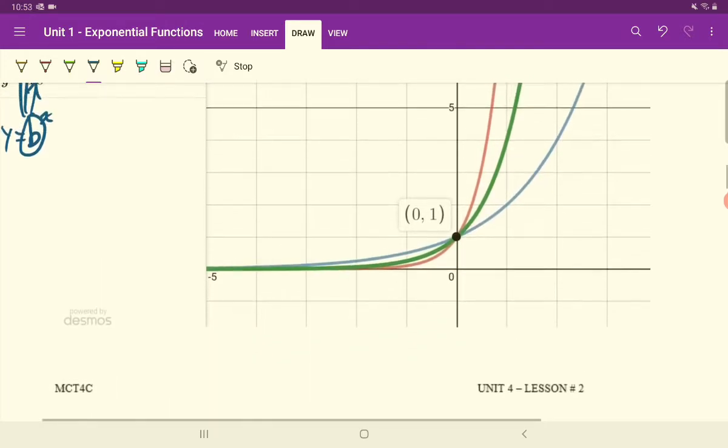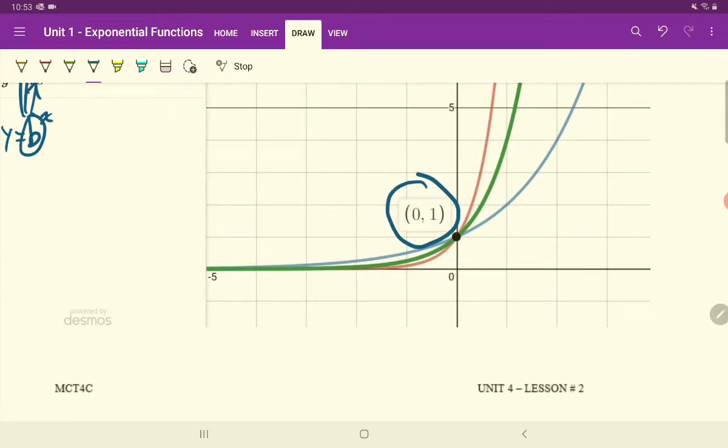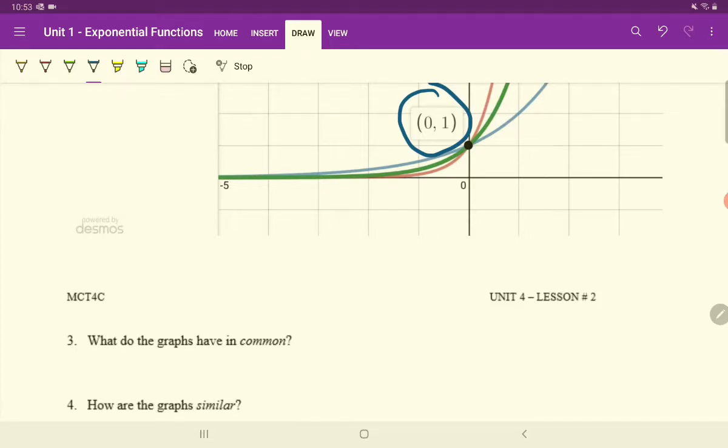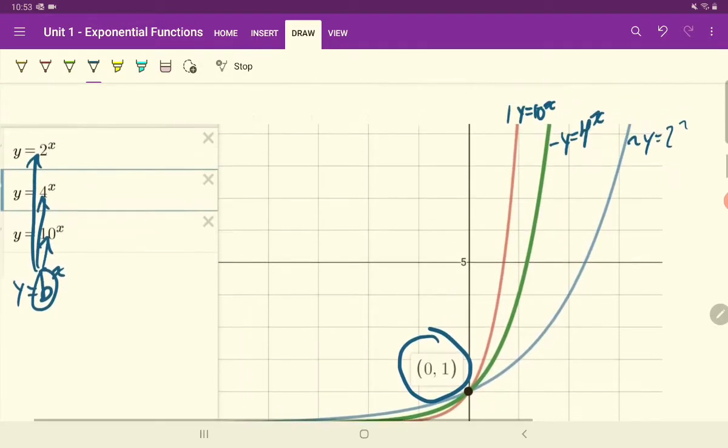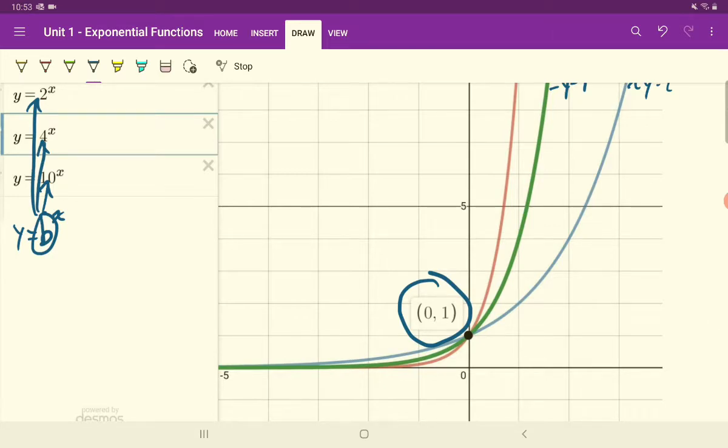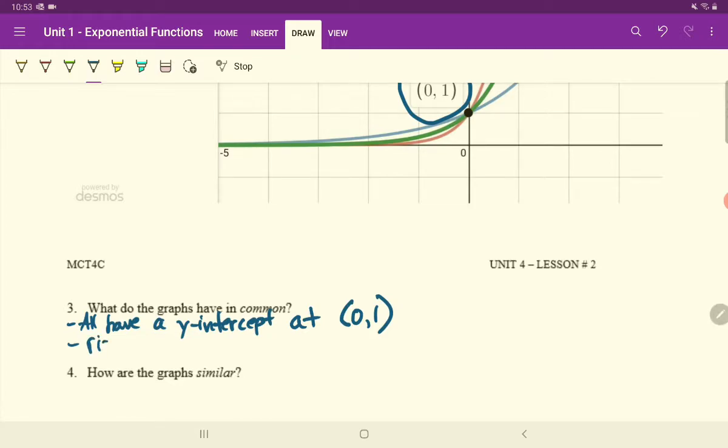Well, I would say that they all have a y-intercept at 0, 1. Let's write: all have a y-intercept at 0, 1. So they cross through the y-axis at 1. What else is similar about these? I would say that they are also all going in the same direction. So they're rising from left to right.